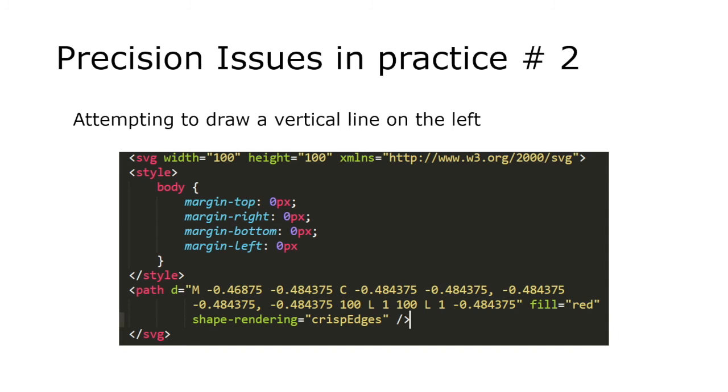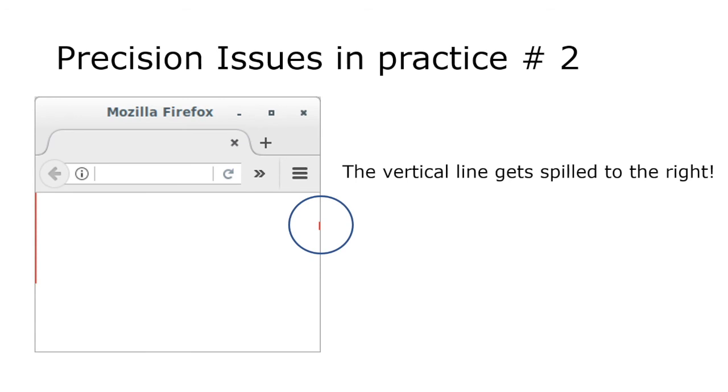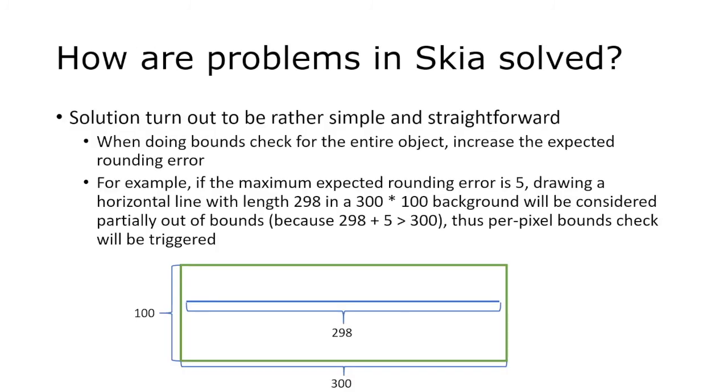In this HTML code, we're trying to draw a vertical line on the left of the browser. And because of the precision errors, as you can see in the picture, part of the line gets spilled to the other side. The issues in Skia that we just mentioned were solved in a rather simple way. The developers of Skia simply increased the safety margin, namely, to make sure that the maximum rounding errors are within the safety bound, so that drawing an object is more likely to trigger per pixel bounds check, and that's going to make the program safer.